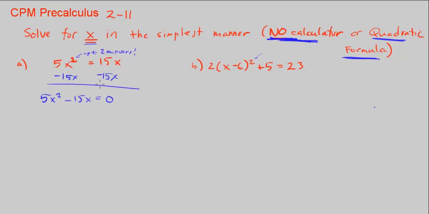So let's go ahead and subtract 15x from both sides, and then we get this expression, 5x squared minus 15x equals 0. Okay, so what we want to do now, because we're not going to use our calculator and we're not going to use the quadratic formula, we want to factor this. Okay, so how do we factor this? Well, what can we divide into 5x squared and 15x evenly? So I see we can divide 5 here and here, right? So I'm going to be able to factor out a 5.